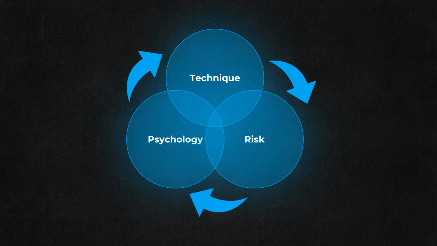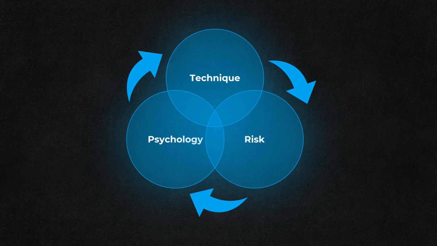Risk management affects your behavior. When you know exactly how much you stand to lose, you reduce fear and decision fatigue. Poor risk management, on the other hand, amplifies emotional swings and undermines discipline. Risk management also shapes your technique. Knowing how much capital you're risking can influence which setups you choose, how aggressively you enter, and how you scale in or out. In short, these three domains form a feedback loop. You cannot fully optimize one without understanding its effects on the others. Mastery in trading comes not from isolating these components, but from integrating them into a coherent framework.